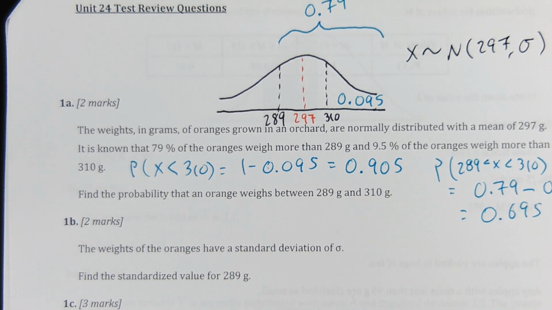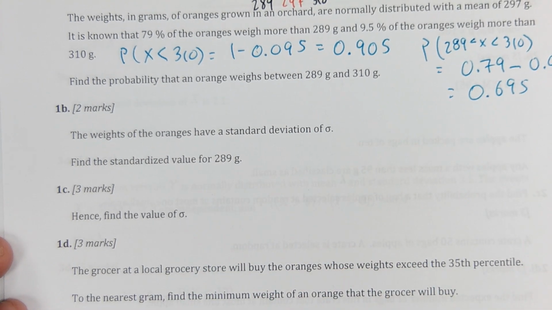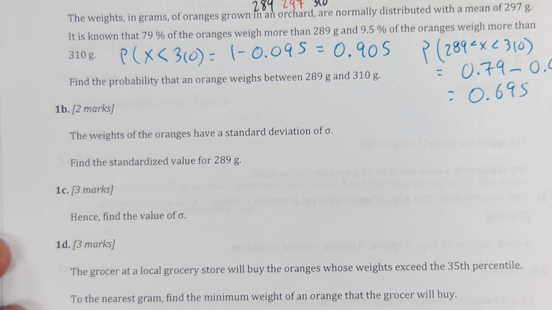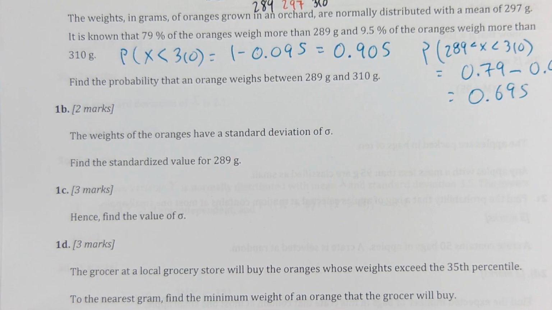Okay. Now, it says the weights of the oranges have a standard deviation sigma. Great. We're going to need to find the standardized value for 289. When they say the standardized value, what does it mean? Yeah, it's looking for a z-score. That's what that means. The z-score is the number of standard deviations.